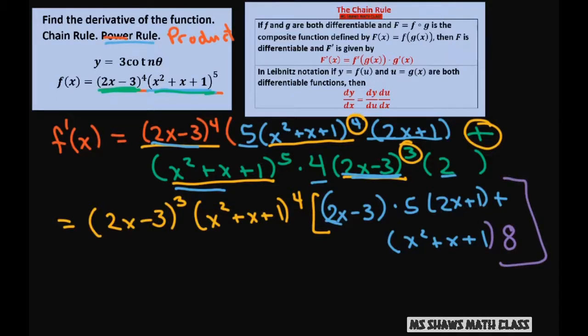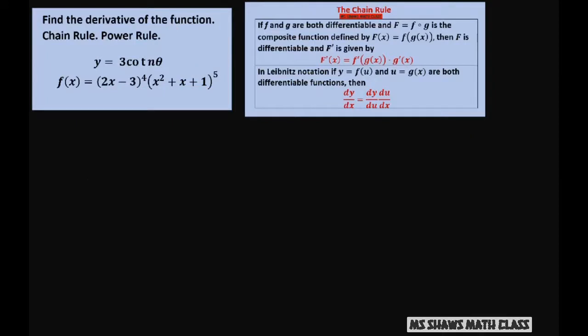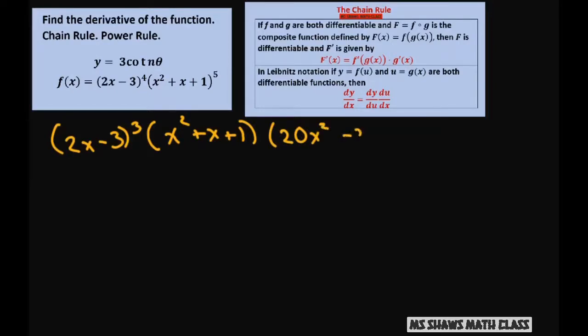Now, I'm going to keep this in front, and I'm going to simplify all of this. So let's do that. So I'm going to have 2x minus 3 cubed, x squared plus x plus 1. And then all I'm doing is cleaning up that part we had before. So it's going to be 20x squared minus 20x minus 15 plus 8x squared plus 8x plus 8.